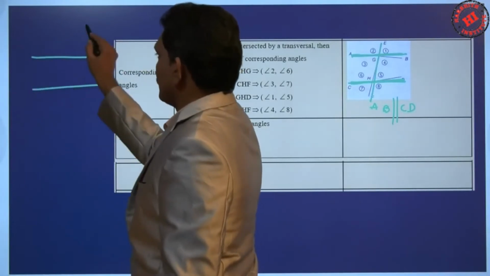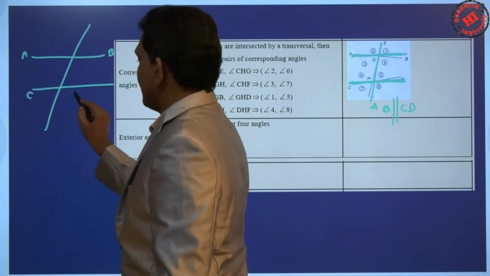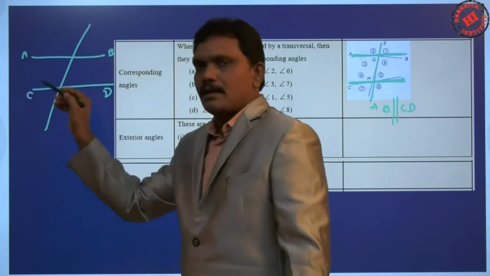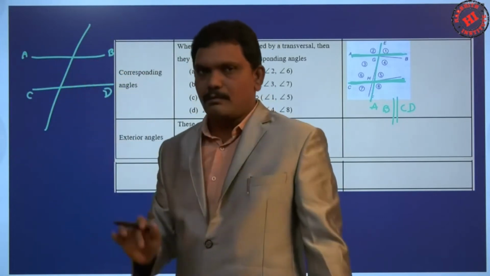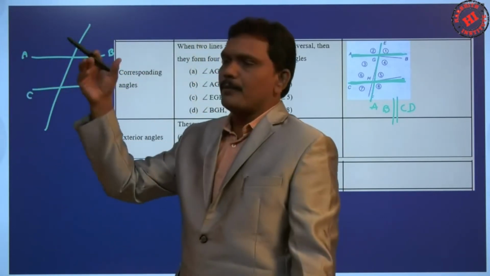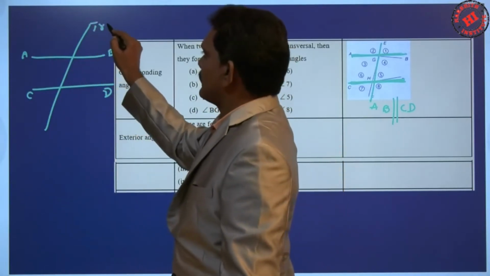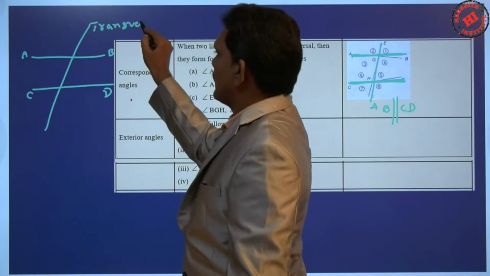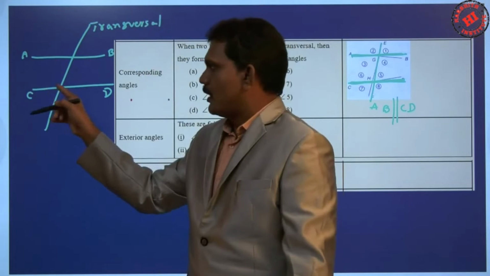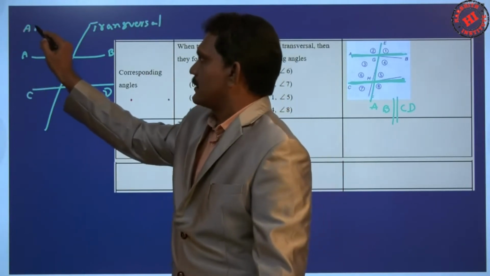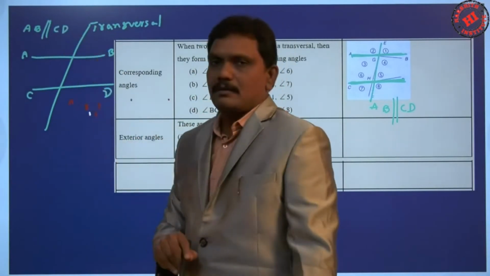AB is parallel to CD. This is the line AB and it is the line CD. When two or more parallel lines are intersected by a straight line, that line is called a transversal.